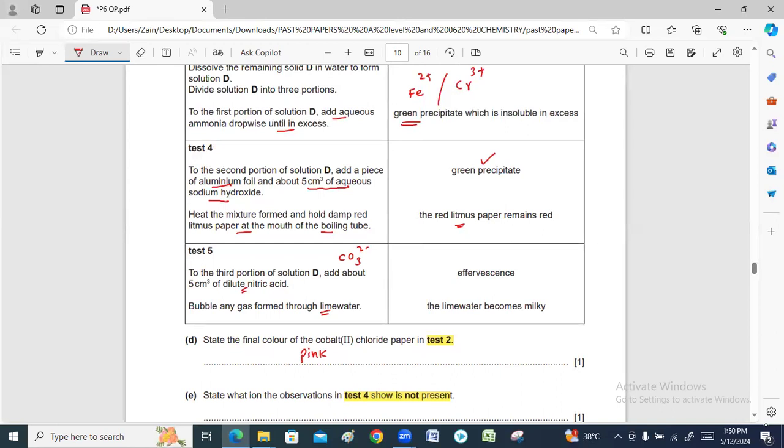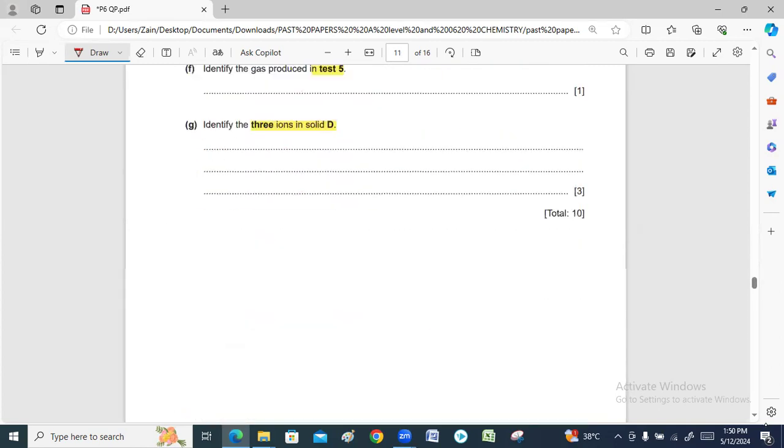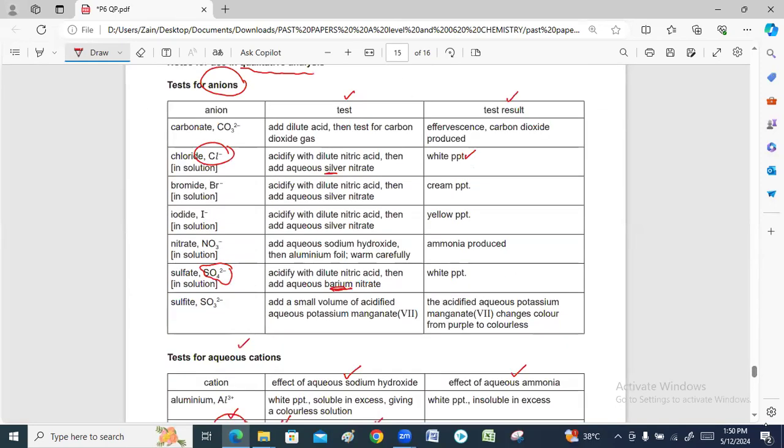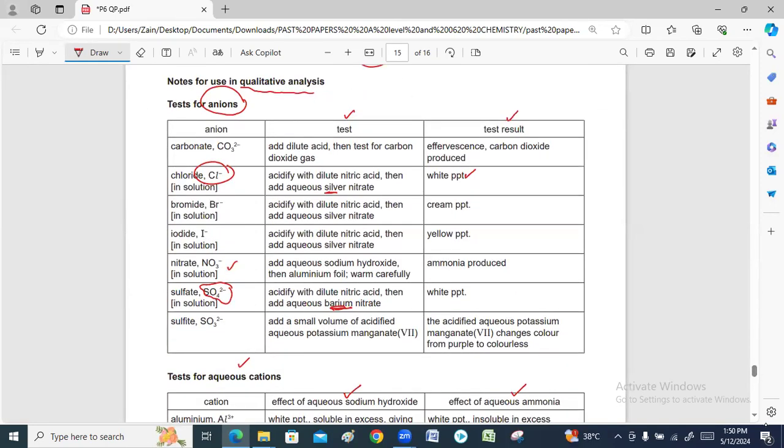Now we're getting the green precipitate and the red litmus paper remains red. Basically, these reagents are used to test the presence of nitrate, that is aluminium and sodium hydroxide. We can check in the qualitative analysis notes as well. This is nitrate. So add aqueous solution of sodium hydroxide and aluminium foil, ammonia is produced. If there is ammonia, it can change the color of the litmus paper, that is, it turns moist red litmus paper blue.